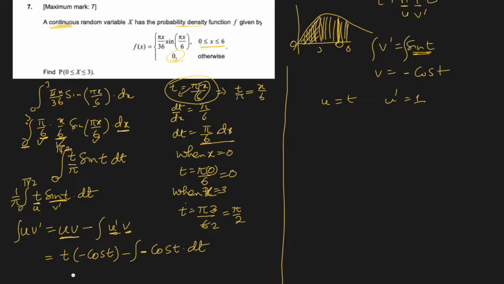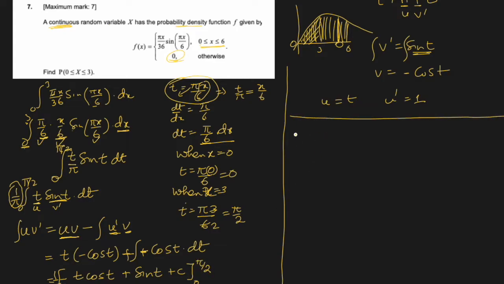dt. Alright, so this becomes minus t cos t, and please keep in mind this 1 over pi is still out. We are not taking care of this, okay? We'll take care of that at the last stage. Plus integration of cos t, because this negative and this negative both become positive. Integration of cos t is positive sine t plus c, and let's put back our 1 over pi in front, and it will be from 0 to pi over 2.